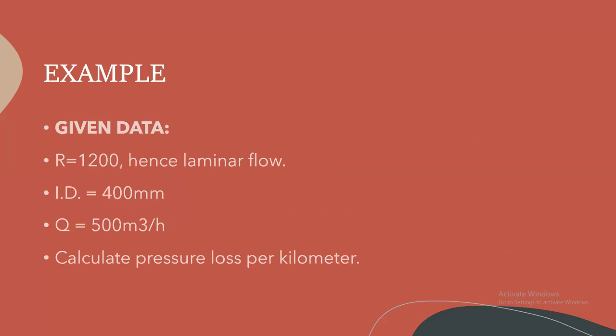So I'll give you an example here. Assuming that we calculated our Reynolds number, we found that it's 1,200. It means that it's in the laminar flow regime. So if our internal diameter is 400 millimeters, and we know the required flow rate, which is 500 cubic meters per hour, we want to calculate the pressure loss per kilometer, assuming we know that our pipe length is 1 kilometer.